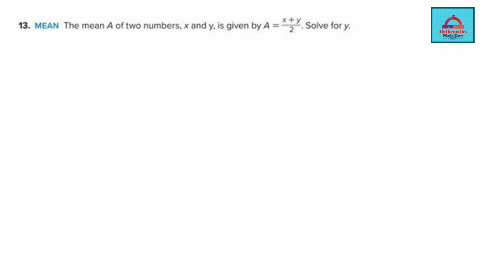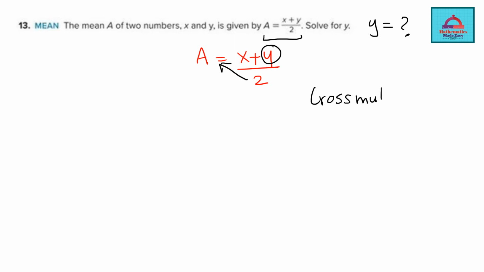Next, we use the same method for this question. First, we write the formula which is given to you in the question. Then we look at the variable we need to find the value of. We need to find the value of y, so we will keep it here. We move this 2 to the other side. The method that I'm using here is cross multiplication.